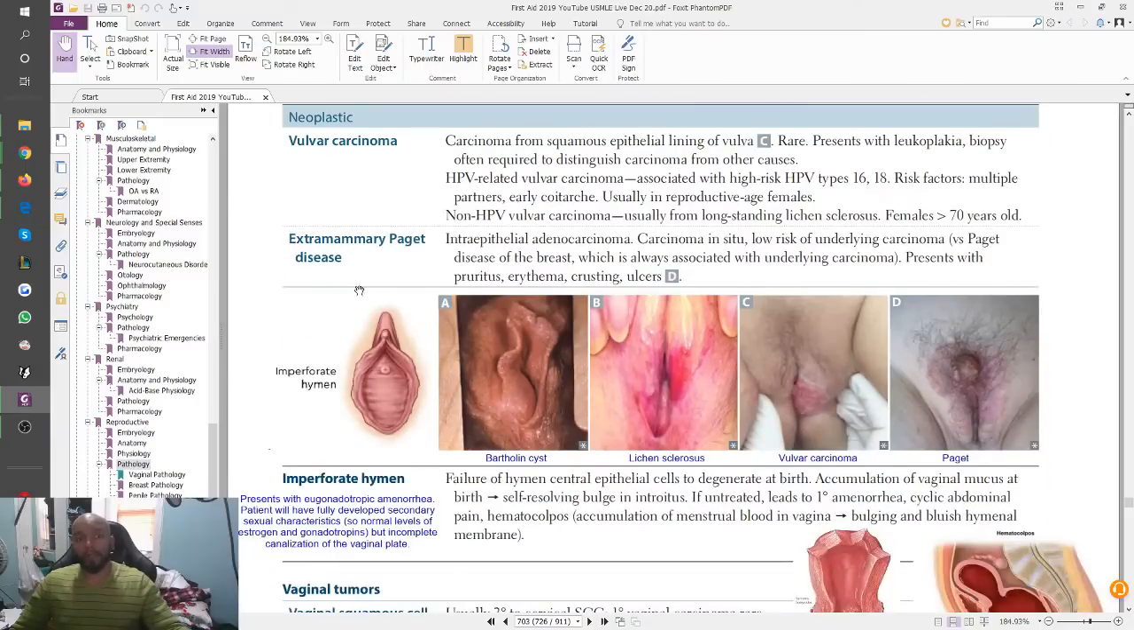The last thing on this one, extramammary Paget disease. So this is an intraepithelial adenocarcinoma. Carcinoma in situ, low risk of underlying carcinoma, versus Paget disease of the breast, which is always associated with underlying carcinoma. Presents with pruritus, erythema, crusting, and ulcers. And you can already tell this looks really weird. And when we look at the breast, Paget disease of the breast is going to be the same thing. There's going to be this really pink purple skin.